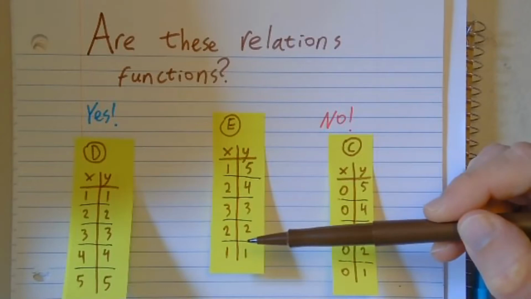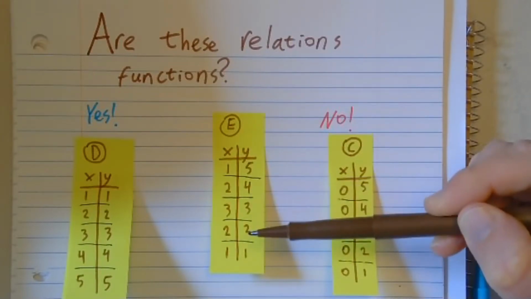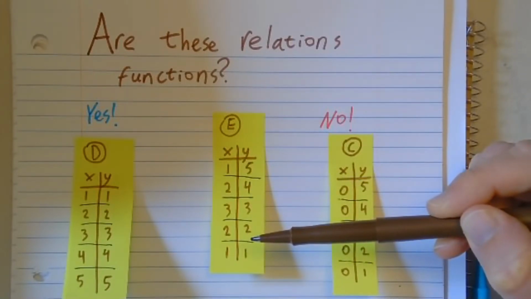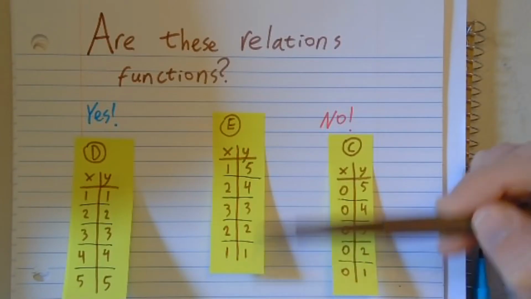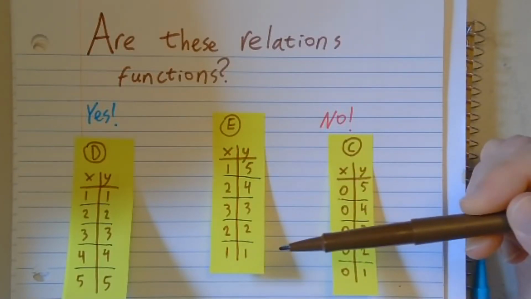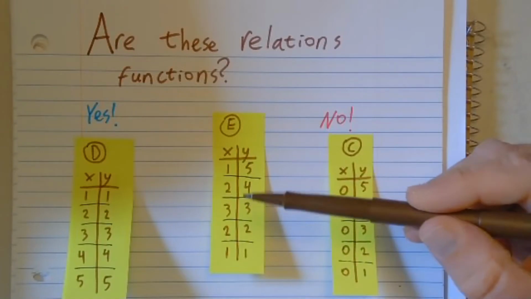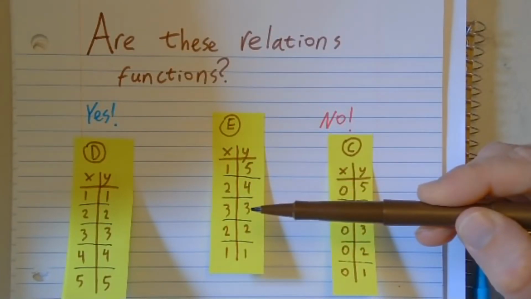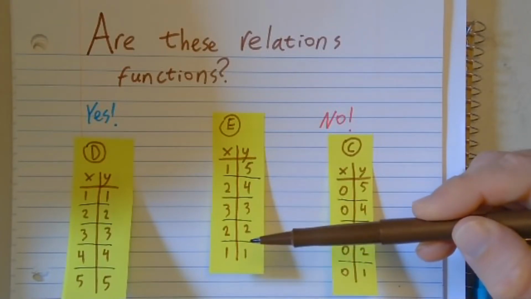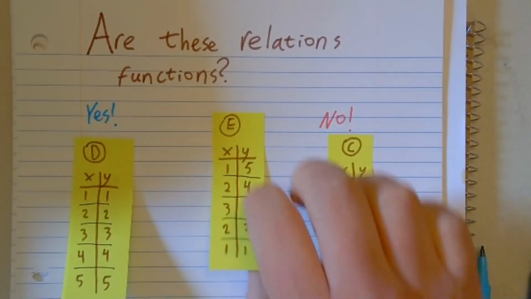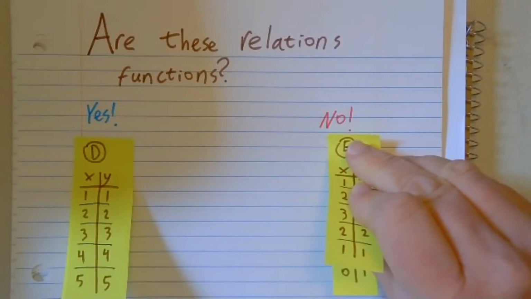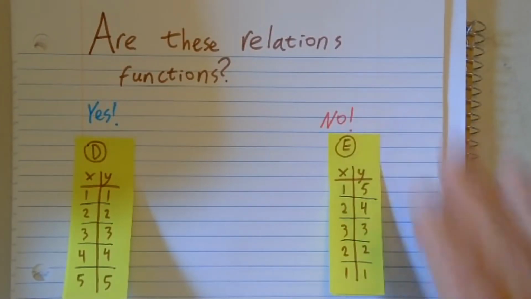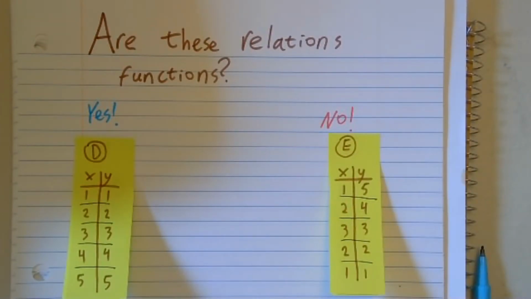2 goes to 2, what? You said 2 goes to 4. Now you're saying 2 goes to 2? 1 goes to 1, 1 goes to 5. What? No. So this one started out so well, but it's just not a function. Some of the inputs map to more than one output. Just not gonna work.